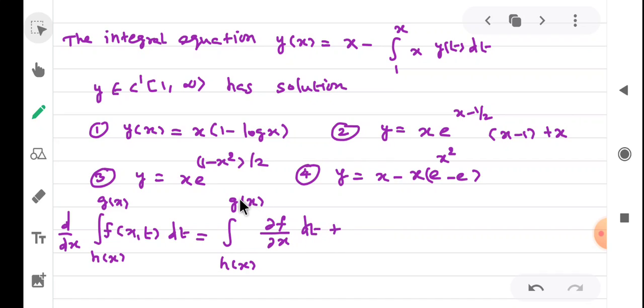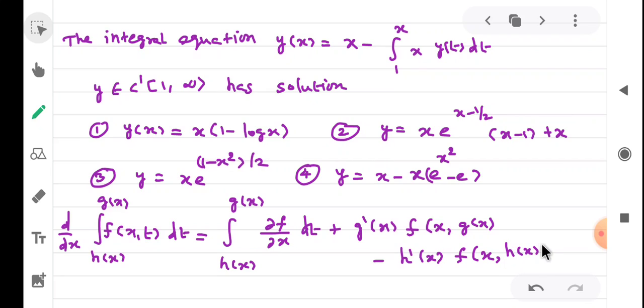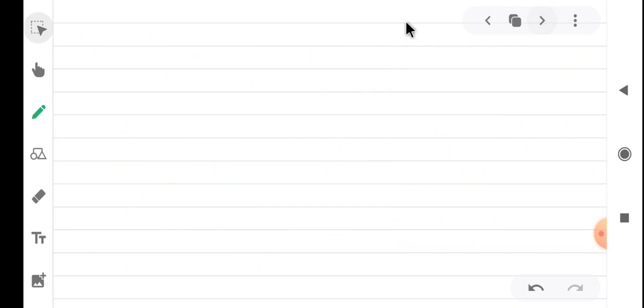Next, plus the derivative of the upper limit, g dash of x, into f of x comma g of x. Instead of this t, we need to substitute the upper limit, which is g of x. And then minus the derivative of the lower limit, h dash of x, into f of x comma h of x. Instead of t, we substitute the lower limit h of x. So this is called Leibniz rule. We are going to apply this rule on this problem. Right, let us look into the problem.